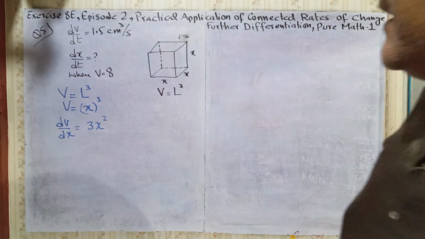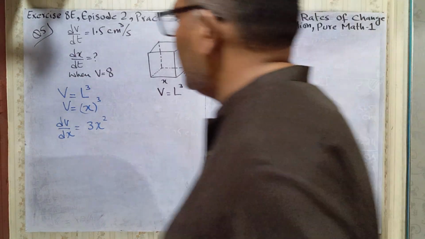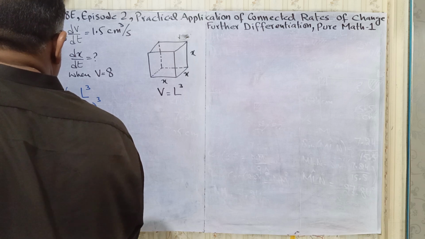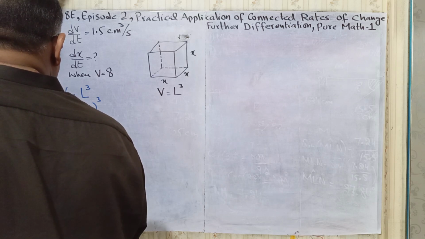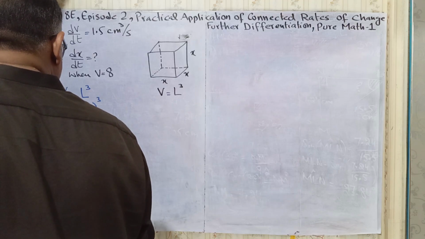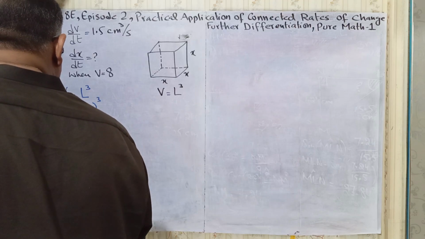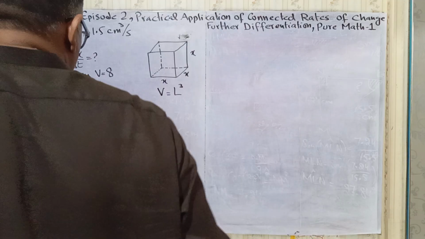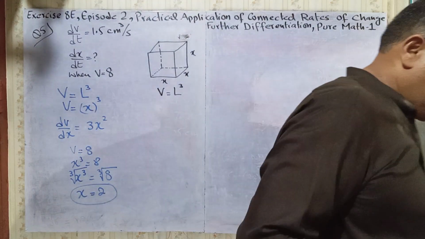And you know, he said when the volume is 8. So when the volume is equal to 8, that means x cube is equal to 8. So I will take the cube root on both sides. So x will be equal to 2 centimeter. So this x value I will take.